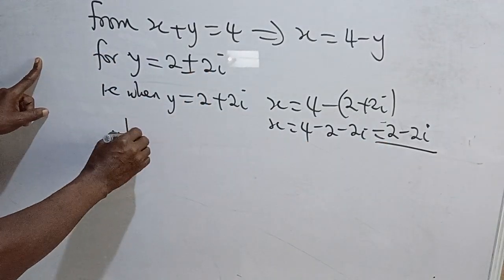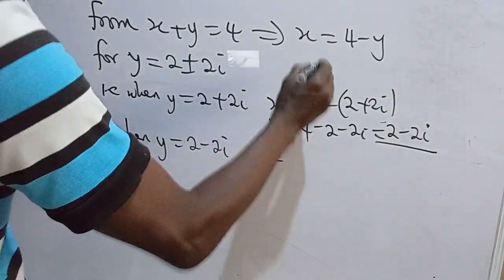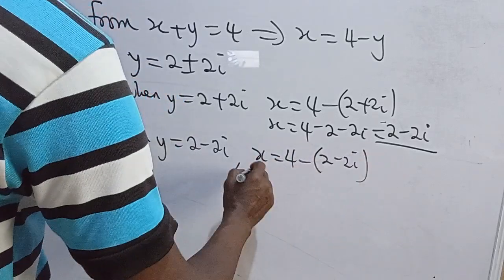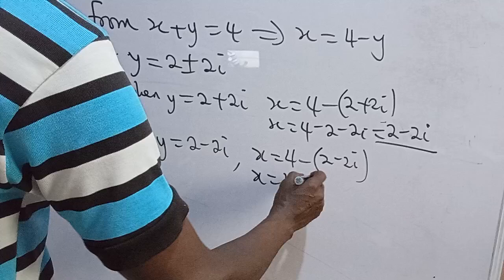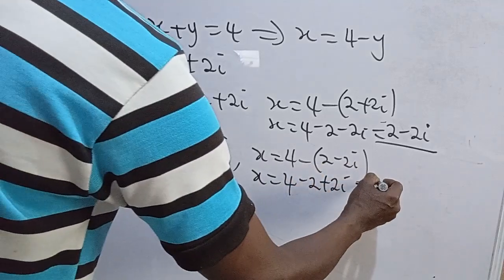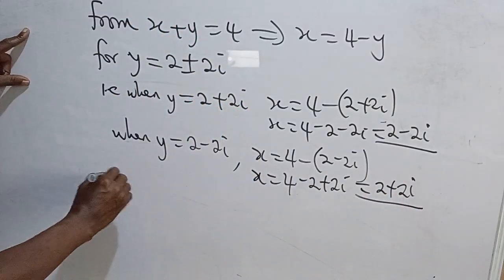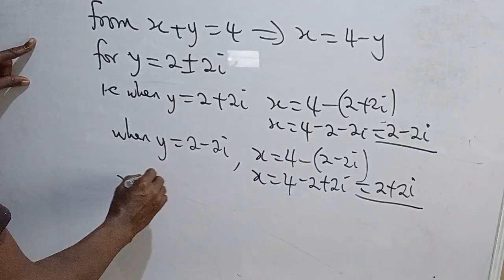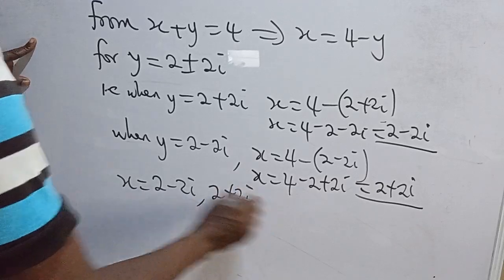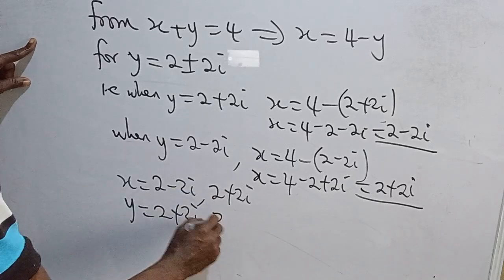Now, when y is equal to 2 minus 2i, our x will be 4 minus y, which is 4 minus, open bracket, 2 minus 2i. So x equals 4 minus 2, the minus times minus is plus 2i. So x equals 2 plus 2i. So we have gotten the values of x to be: x is equal to 2 minus 2i and 2 plus 2i. y is equal to 2 plus 2i and 2 minus 2i.